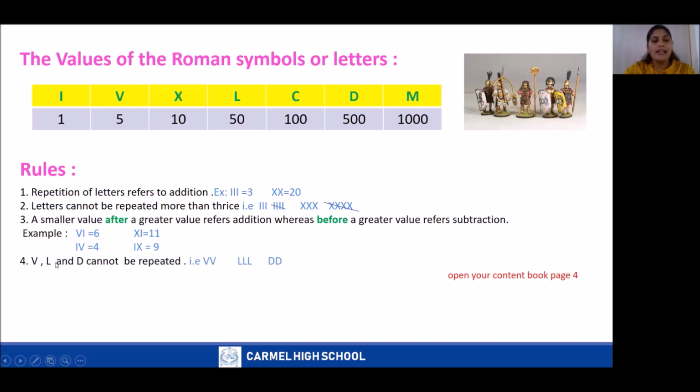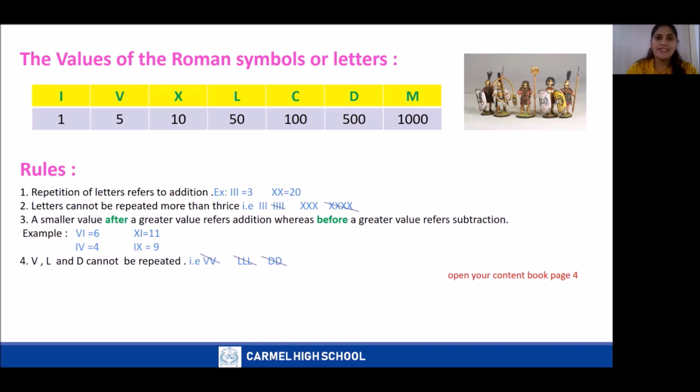Now we'll go to the next rule. V, L and D cannot be repeated. That is, I cannot write V and V. This is ruled out. I cannot write L, L, L, which is again ruled out. And also D and D cannot be repeated. Clear?